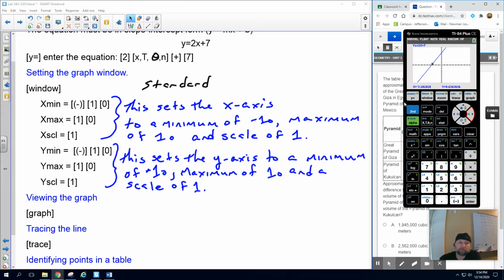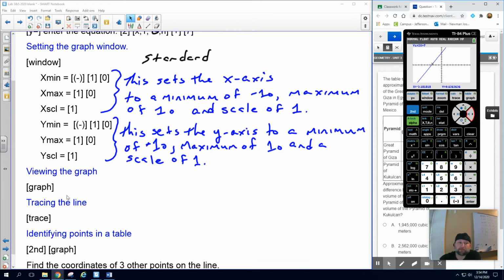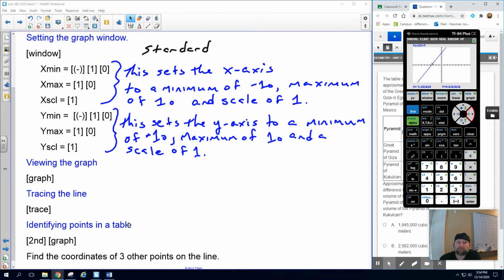So really, we want to be able to find the table in order to identify points. To do that, we hit second and then graph. And here we see that we've got a table. We can actually scroll up and down the table, and we can find some different points, X and Y1. Notice all these extra columns after Y1. When we do the intersection of lines, we'll actually be able to see what this looks like when we've got another equation.